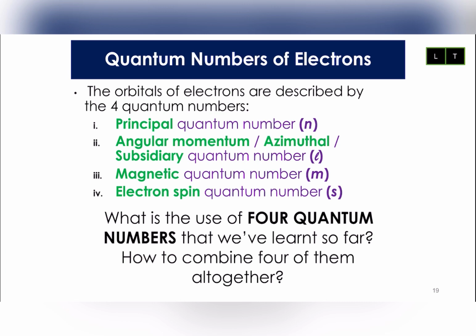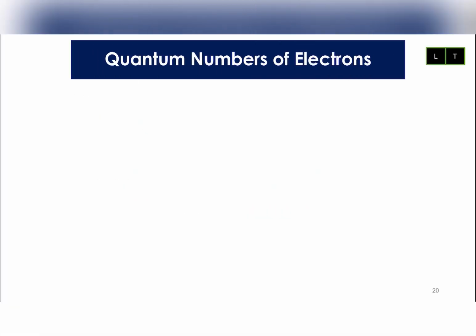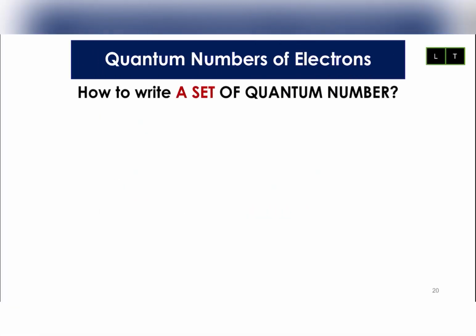So an orbital can have different energy and size, different shape, different orientation, and different spin. That's why these 4 quantum numbers are very important and related to one another to determine the position of one electron. In order for you to determine a set of quantum numbers, you have to relate all of these 4 quantum numbers together. So how do you write a set of quantum numbers?